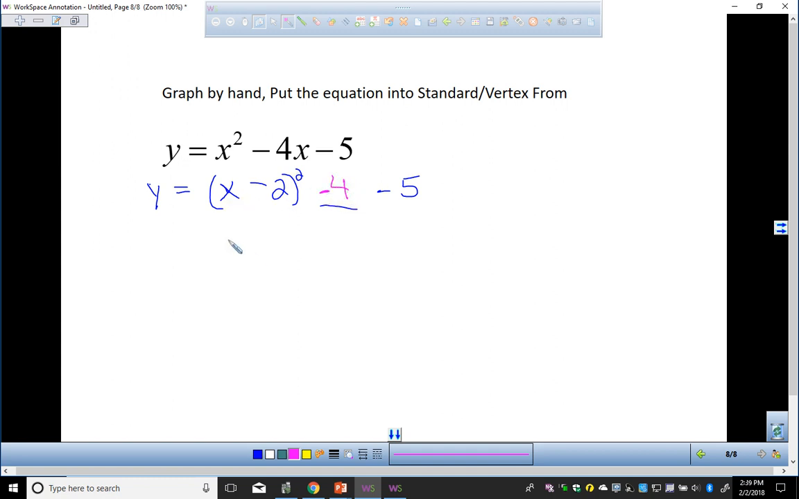Because if I were to FOIL this, I get x squared minus 4x plus 4, right? So when I rewrote this part of it as this, I've added 4. Did I mess it up? No, I didn't. So I need to subtract 4 to keep my equation the same. So then I keep going.